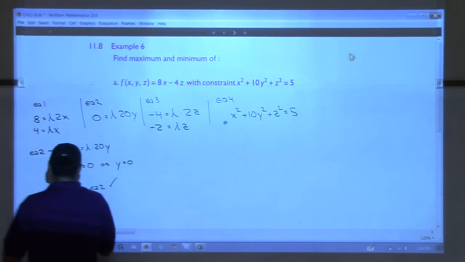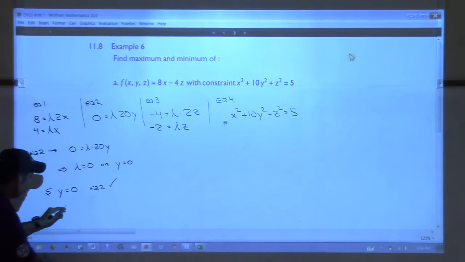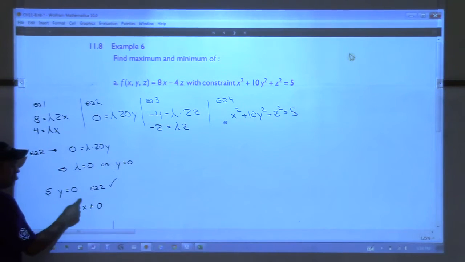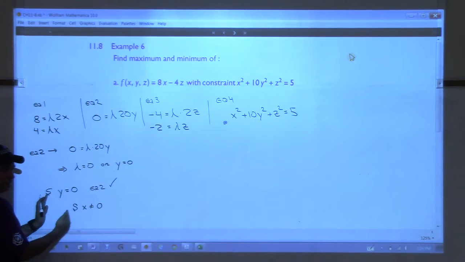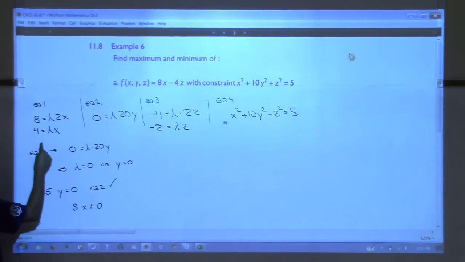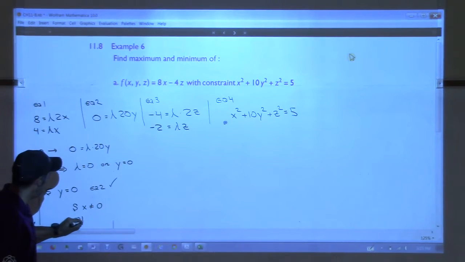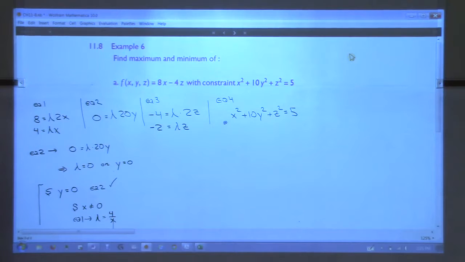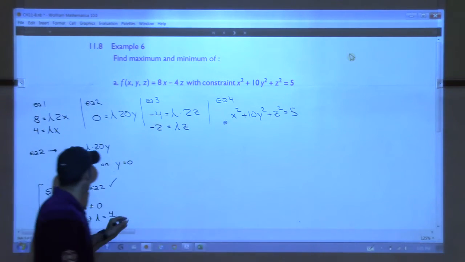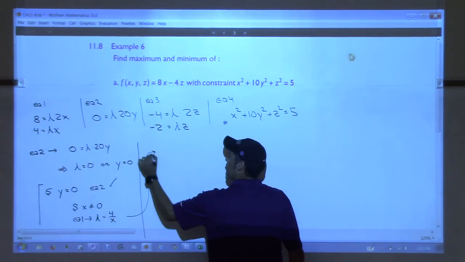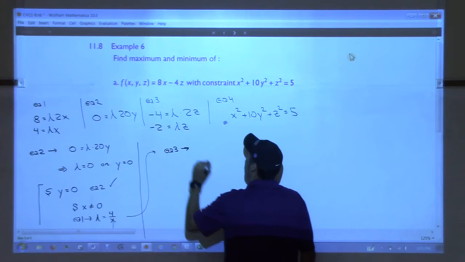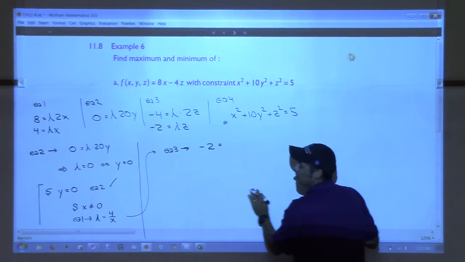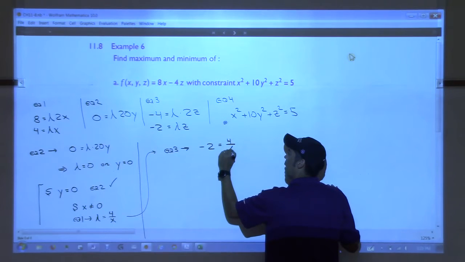So we're supposing that y is 0. And now within this thought, I want to suppose that x is not 0. So y is 0, but x isn't. I've indented it because it's still within this thought. So x isn't 0, so that means equation 1 tells us that lambda is 4 over x. And now we go into equation 3. That would give us that negative 2 equals lambda, which was 4 over x, times z.